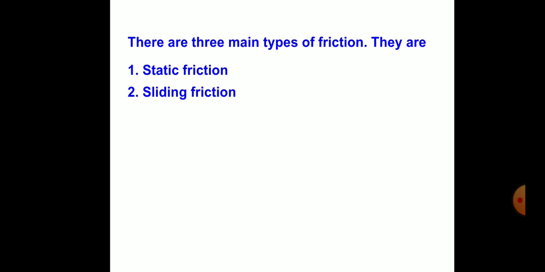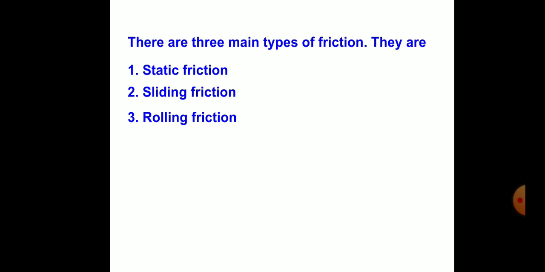Next we studied sliding friction. What is sliding friction? It is the friction exerted on an object which is sliding over a surface or which is moving over a surface. That is sliding friction. Next, the third type we studied, that is rolling friction. So what is rolling friction? It is the friction exerted on an object when it is rolling over another surface.